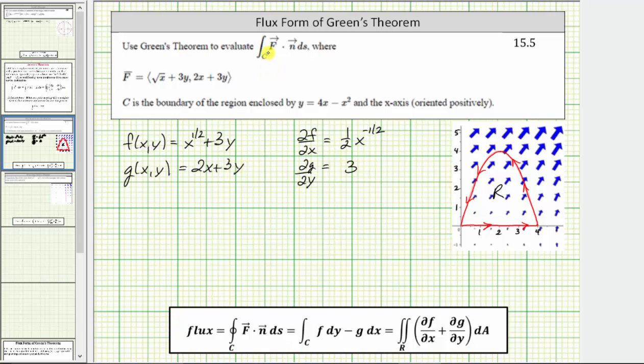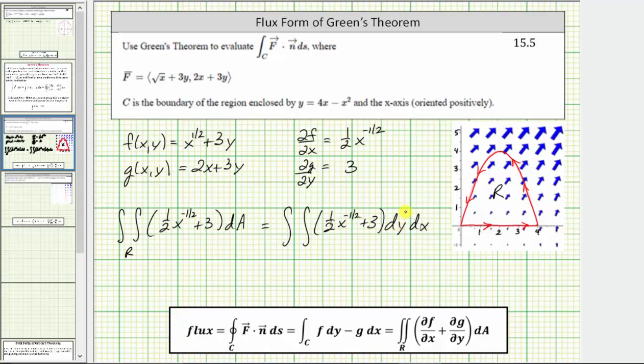Which means the flux, which is equal to this line integral, is equal to the double integral over the region R of the partial of f with respect to x plus the partial of g with respect to y dA, which is 1/2 x to the power of negative 1/2 plus 3 dA, where the region R is the region bounded by the curve C. For dA, let's use dy dx. So this is equal to the double integral of 1/2 x to the negative 1/2 plus 3 dy dx.